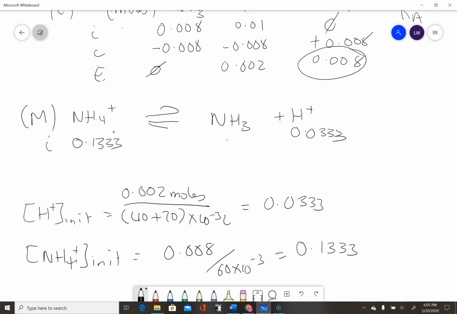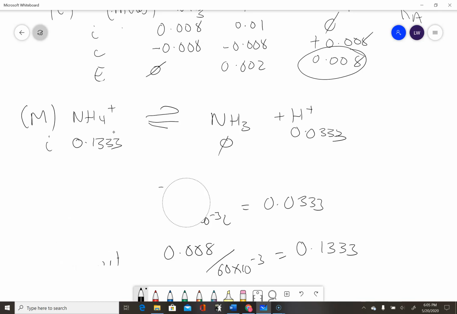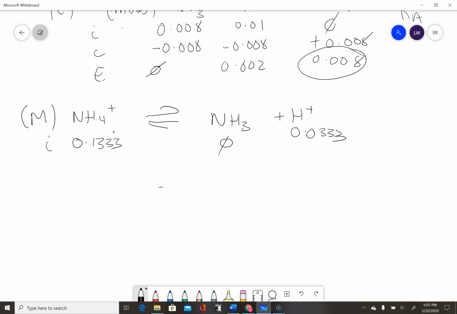0.1333. This is 0. So now it comes into equilibrium. We don't need any of these calculations down here. So what's going to happen is it always moves towards the zeros. It can't move towards the left because we don't have both of the products present. This will go down by x, this will go up by x, and this will go up by x. So when we get to equilibrium, that's going to be 0.1333 minus x. This will be x, and this will be 0.0333 plus x.